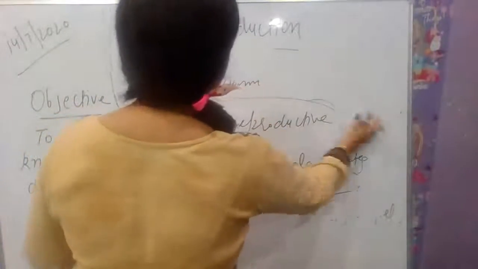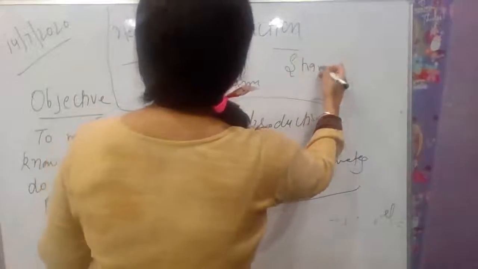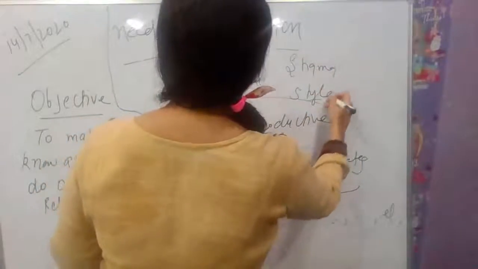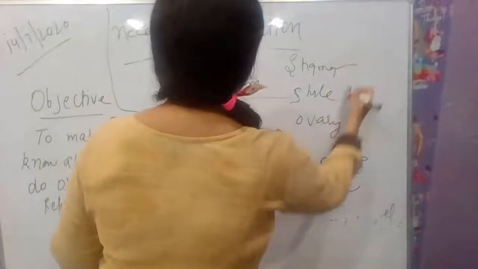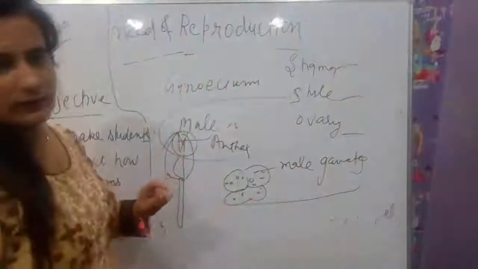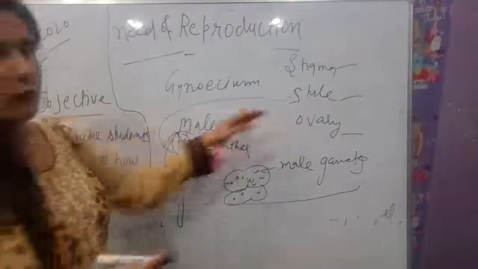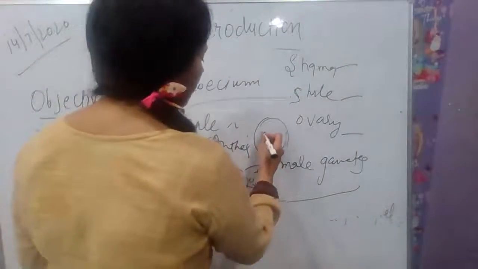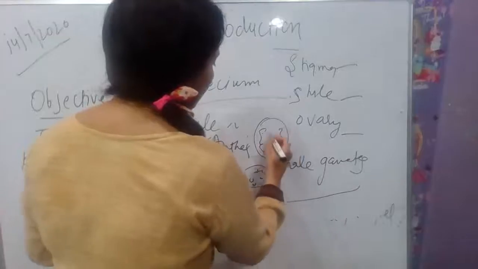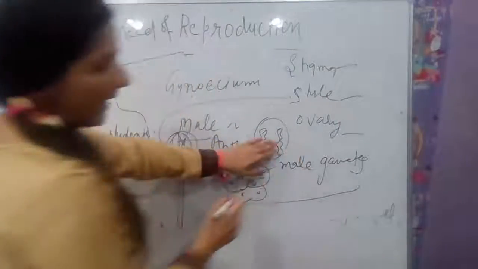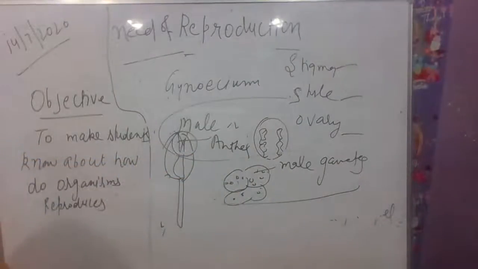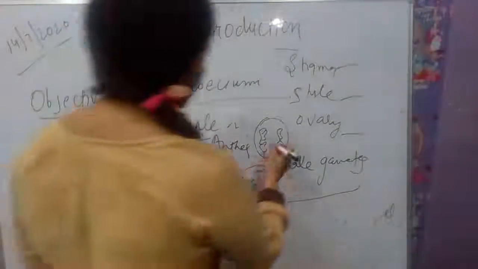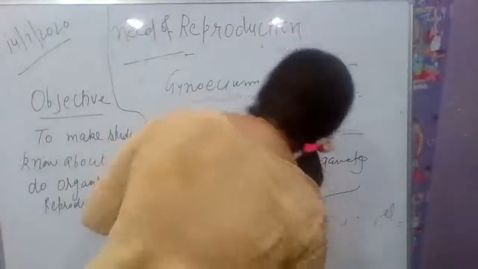Gynoecium is a stigma, style, ovary. Stigma, style, ovary. Ovary consists of ovule, and these are female sex cells. ठीक है, ओव्यूल के अंदर क्या होते हैं? फीमेल ओव्यूल्स. ठीक है.